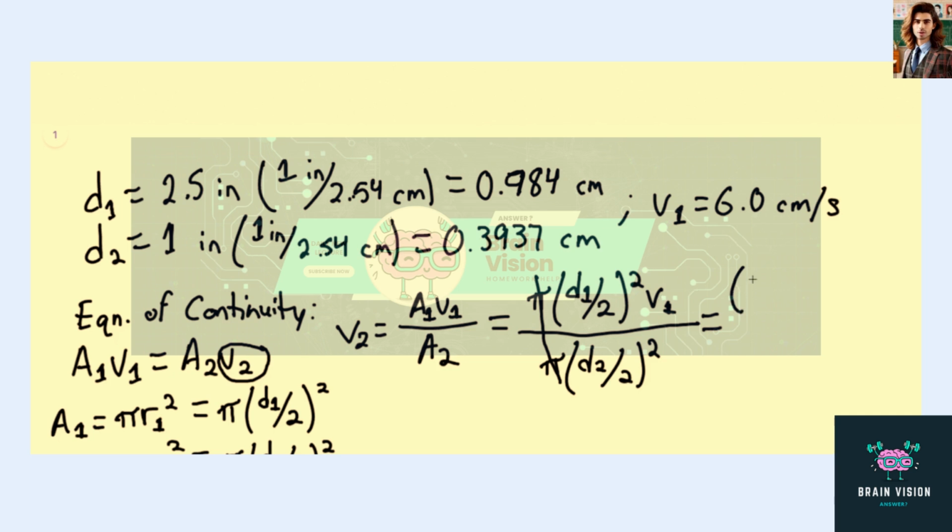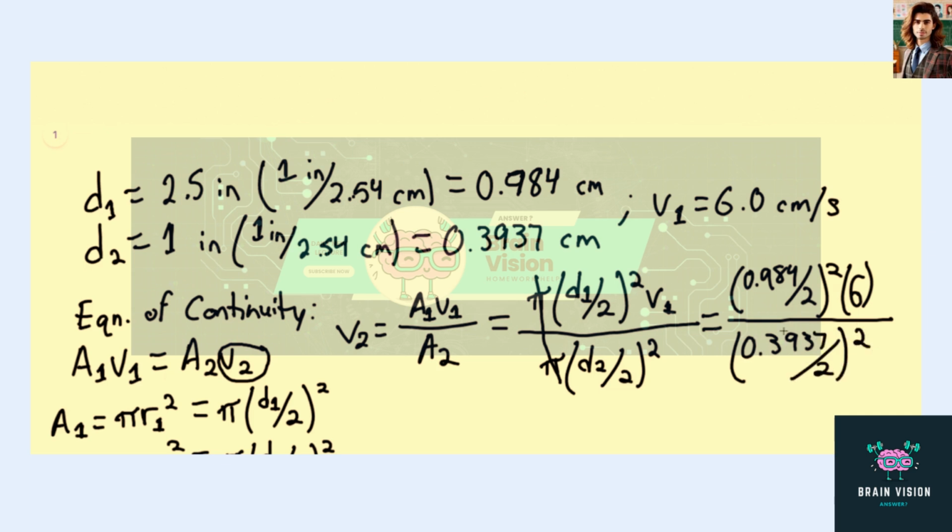D sub 1 is of course that 0.984 divided by 2, squared, times 6 centimeters per second. And then we're going to divide this by 0.3937 divided by 2, squared. And solving for this, we find that the velocity in the second section is going to be 37.5 centimeters per second.